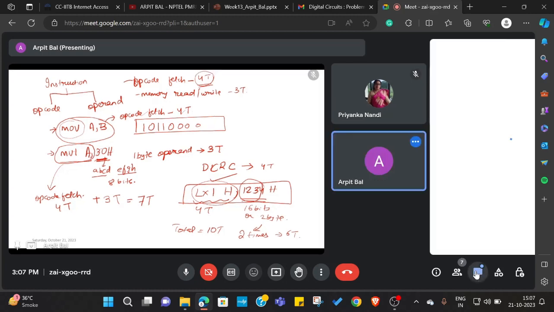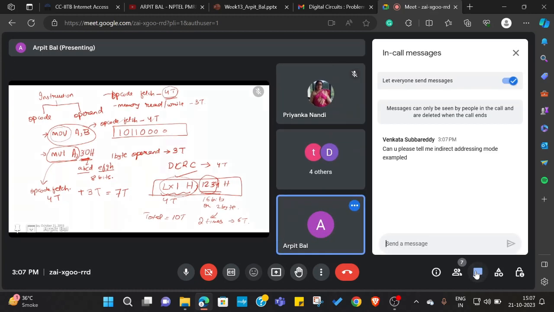Okay, so there was a question that came up. Please tell me indirect addressing mode. Okay, so indirect addressing mode. Let me take an example here itself. So let's say there is something called LDAX B. So that is one example of indirect addressing mode.